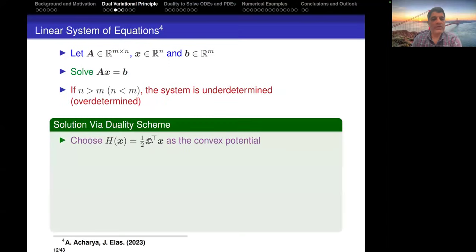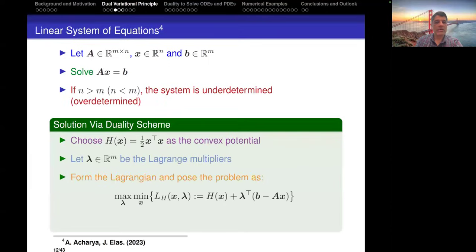Okay, what is the approach via duality? So now I'll pick an h. The most natural choice of a convex function is, of course, a quadratic function. So we'll start with that. So half x transpose x as the convex potential. So lambda is the Lagrange multiplier. So I form the Lagrangian and I pose the problem. So it's exactly as what I showed you before.